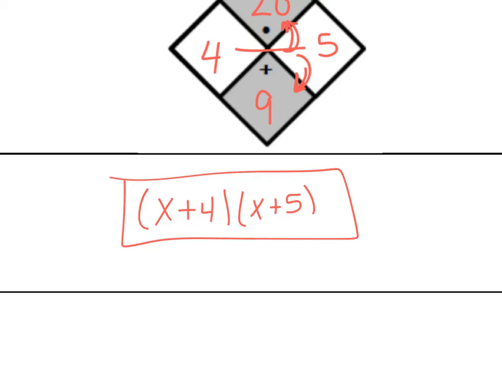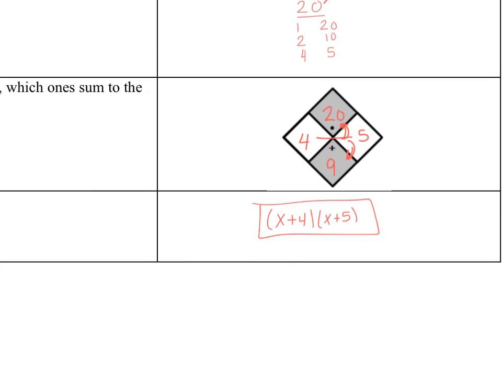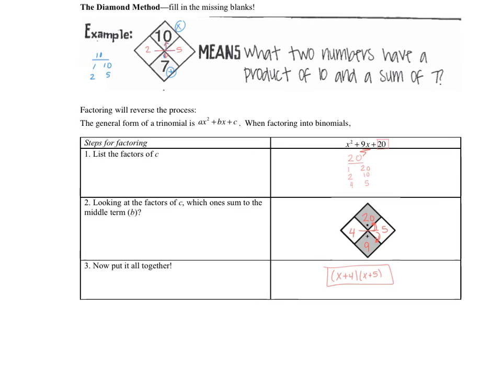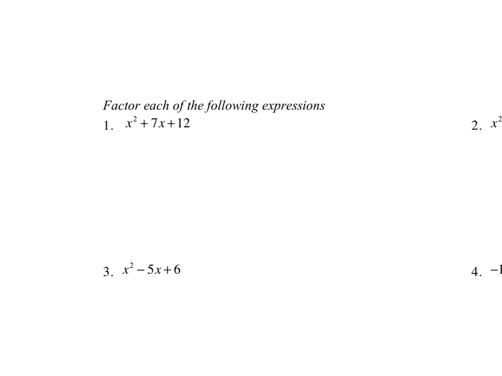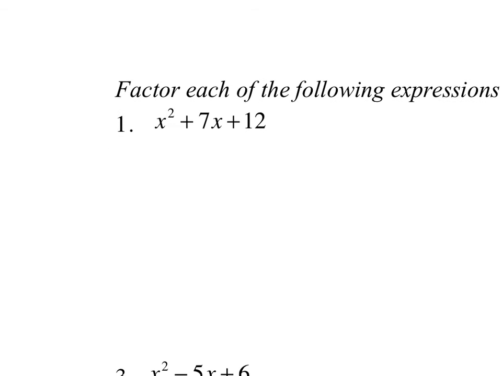That's your final answer, and that's how you factor a trinomial where a equals 1. Let's go on to the next part. So again, now we want to factor each of the following expressions. The first thing we do is identify what we want to multiply to and what we want to add to. I want to add up to 7 and multiply to 12.